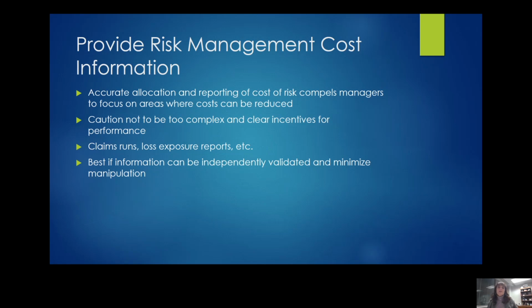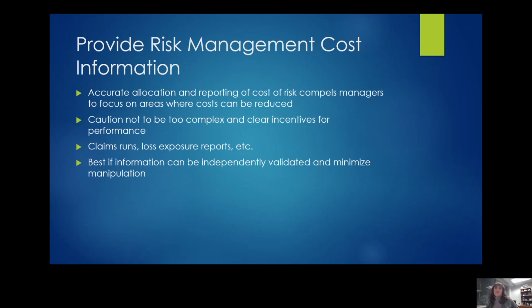Accurately allocating the cost forces them to focus on the areas where the cost can be reduced, and to be very involved in how they can control the costs they can actually make a difference on. You don't want to make that system too complex or hard to understand. You definitely want to make sure that your incentives are clearly outlined. I'll give you a couple of examples in a minute.